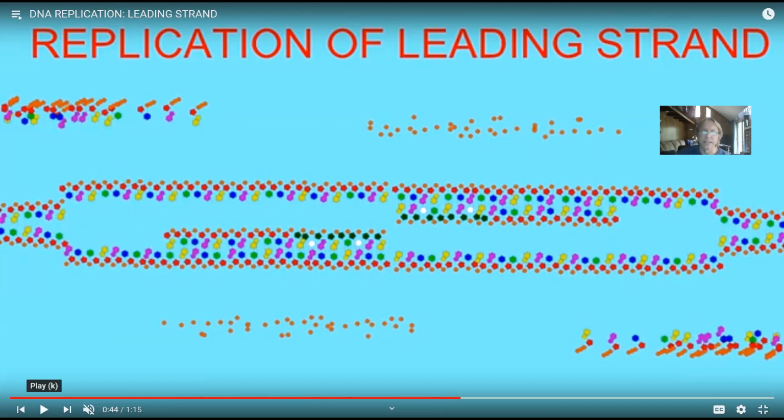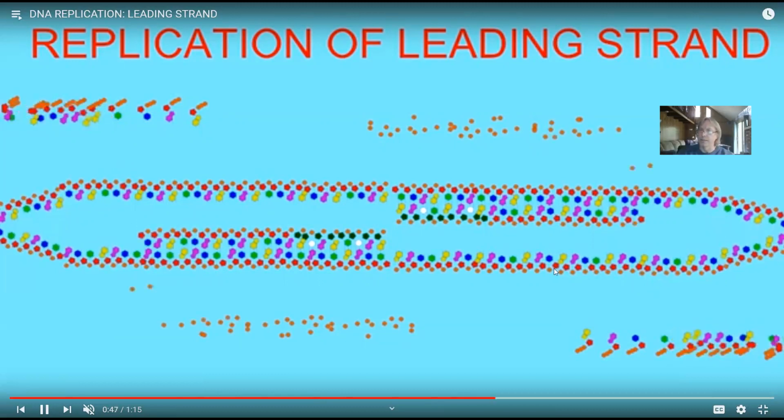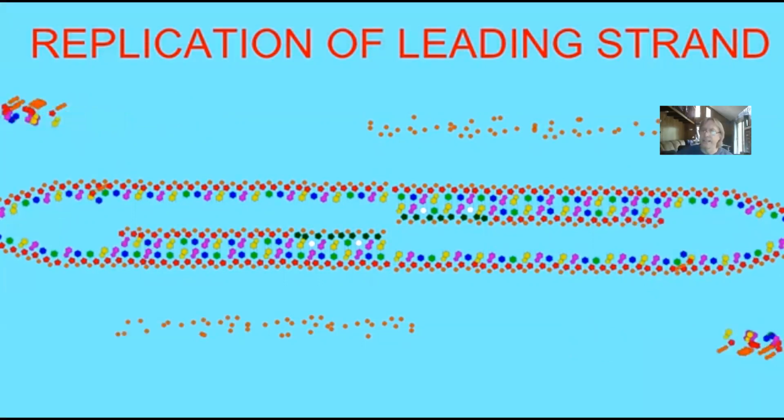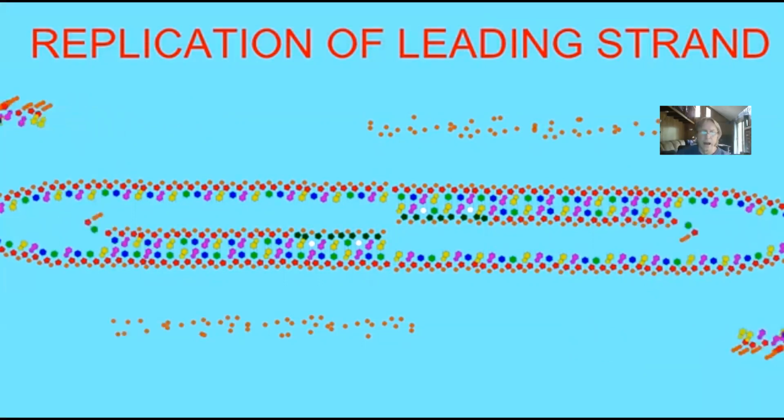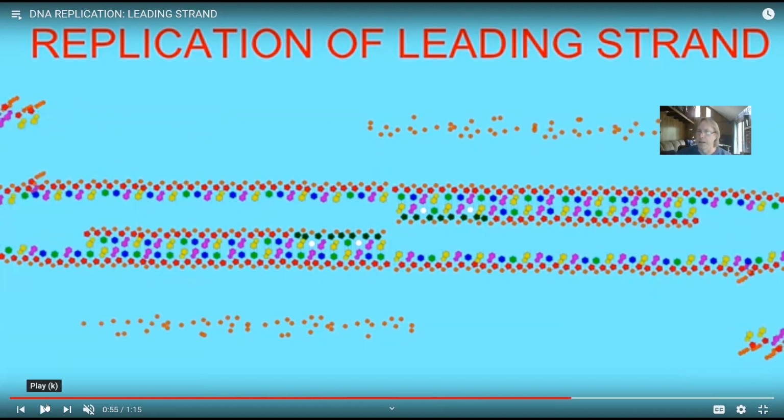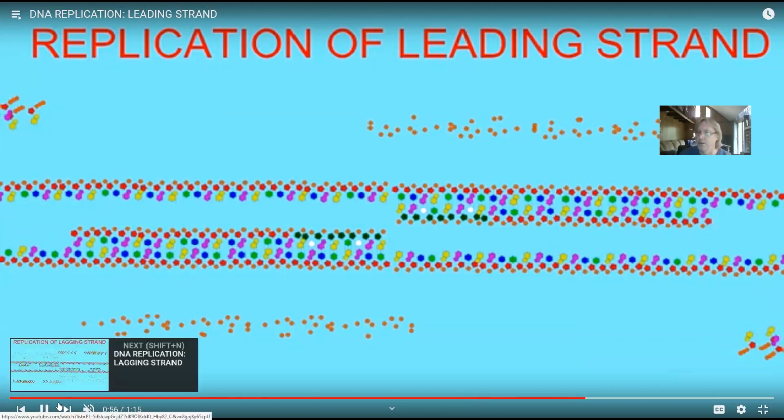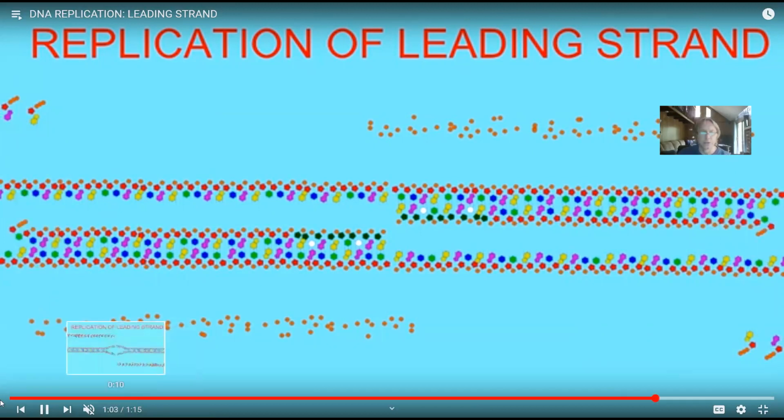And this can now just continue as the replication forks continue to unzip and then go towards the end of the cells, or until we meet the next replicon. And so this is what's called the leading strand. It can just keep on going. We only have to start it once. Once we start unzipping and we make one RNA primer, we can just keep going and follow it as long as we need to. And so this is what happens on what is called the leading strand.